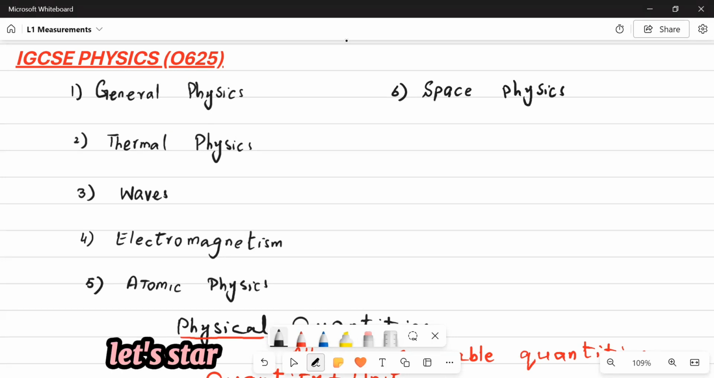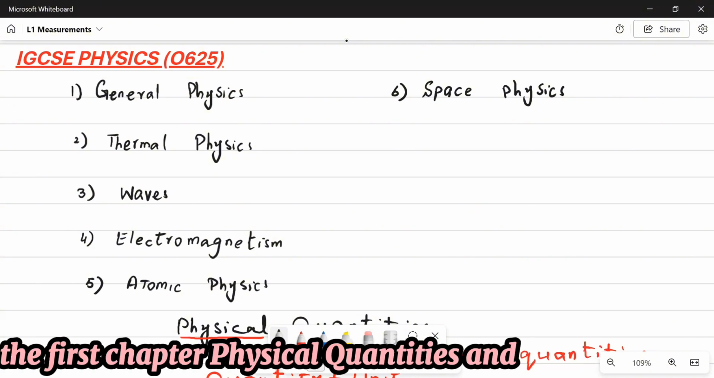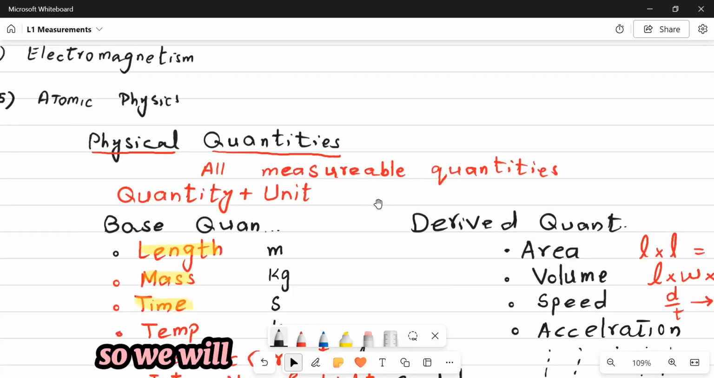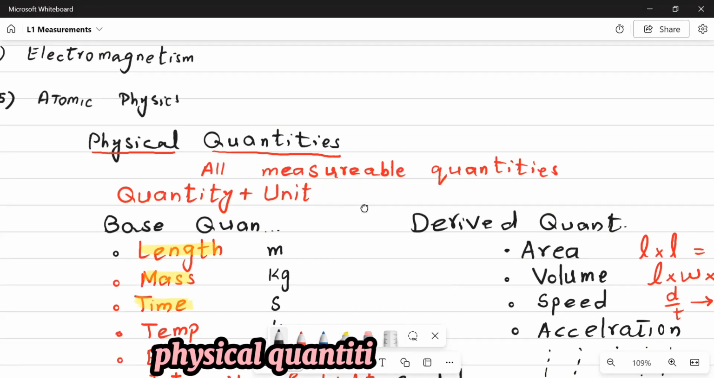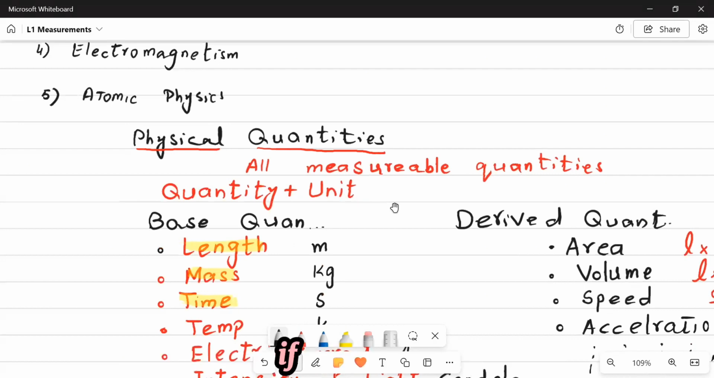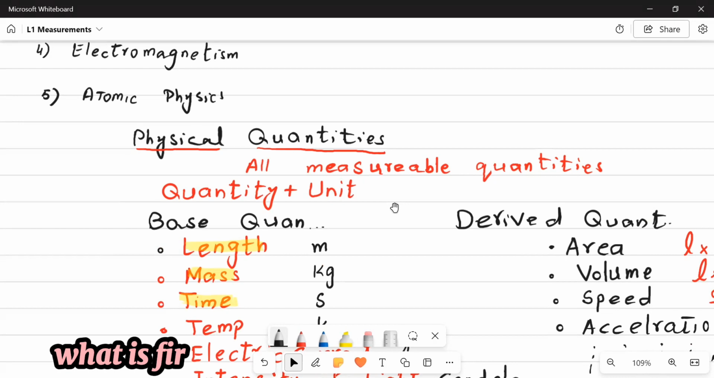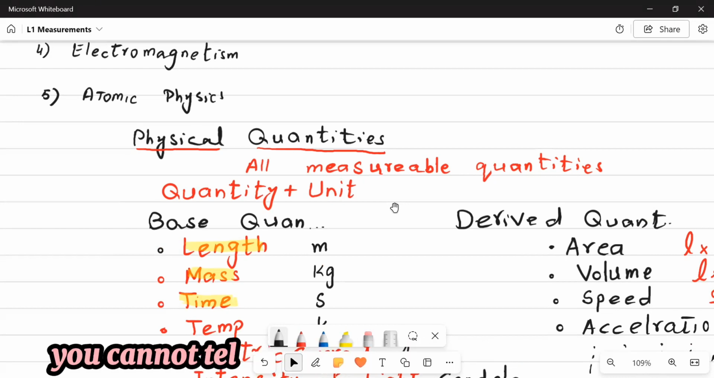Let's start our first part, general physics, the first chapter, physical quantities and measurements. The chapter is about measurement. So we will start from physical quantities. All measurable quantities are called physical quantities. A physical quantity has two parts: first is the quantity and the other is the unit. For example, you cannot state the length 5 without any unit.